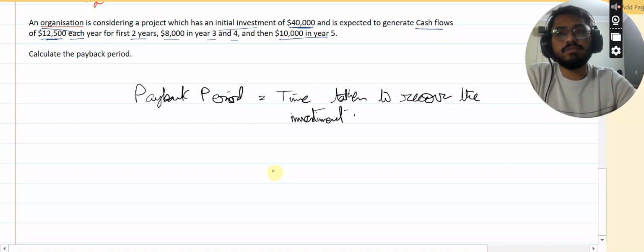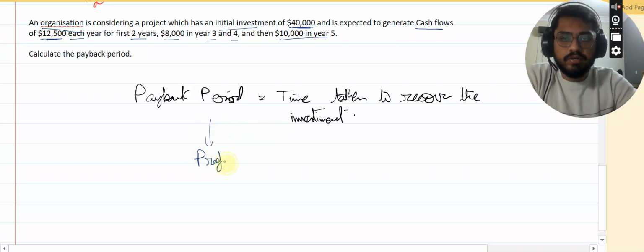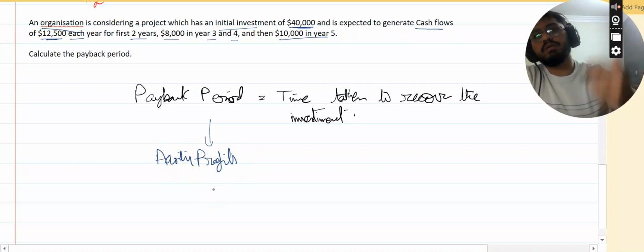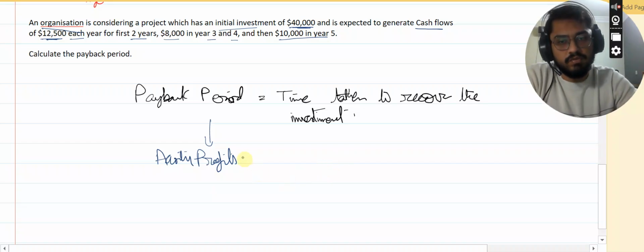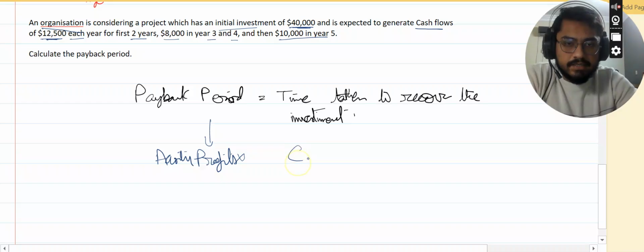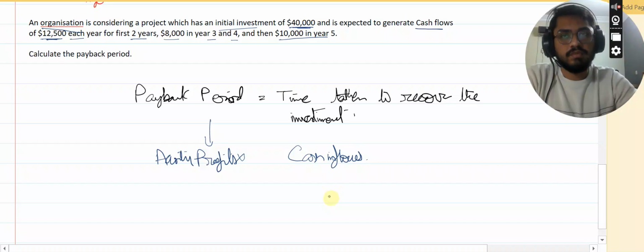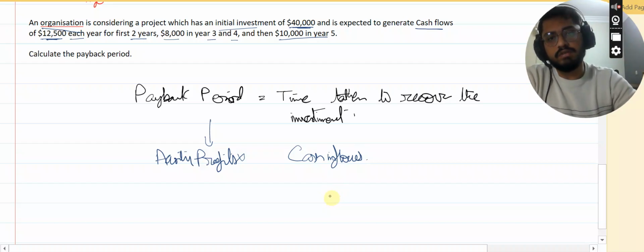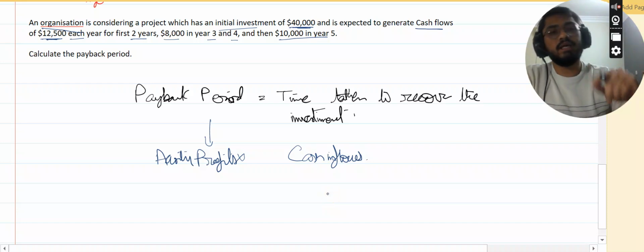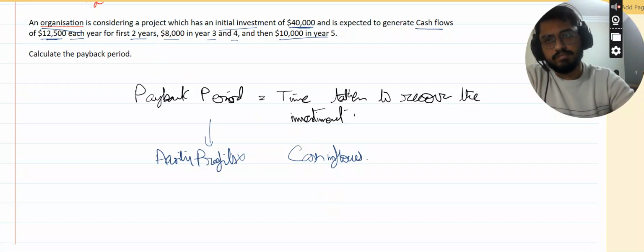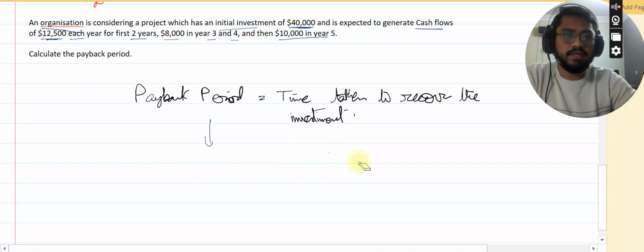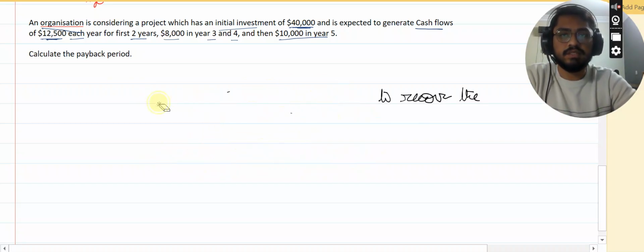Now, one thing that needs to be noted here is that in payback period we don't use the accounting profits. Like in the past example, for the accounting rate of return we were using the accounting profits. Over here we won't be using that. Instead we will be considering the cash inflows. The timing of cash inflows matters in order to calculate the time it will take to recover our investment. Okay, let's try to understand this using the example.